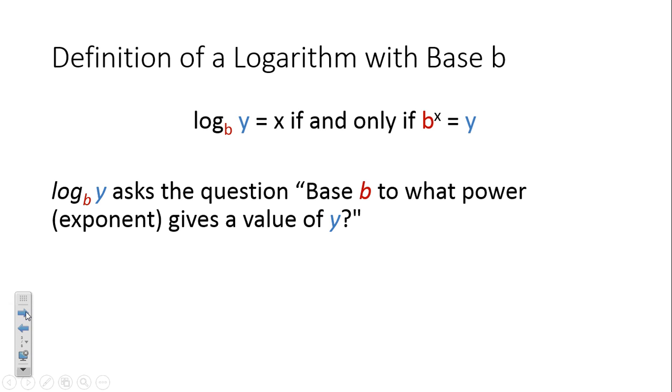So, the definition of a logarithm is a log with a base. The little subscript is our base. We usually call that base b. And the log base b of a number, like y, is going to be x if and only if that base to the x power is y. Okay? That's our definition of a logarithm. Log base b of y equals x if and only if b to the x equals y.